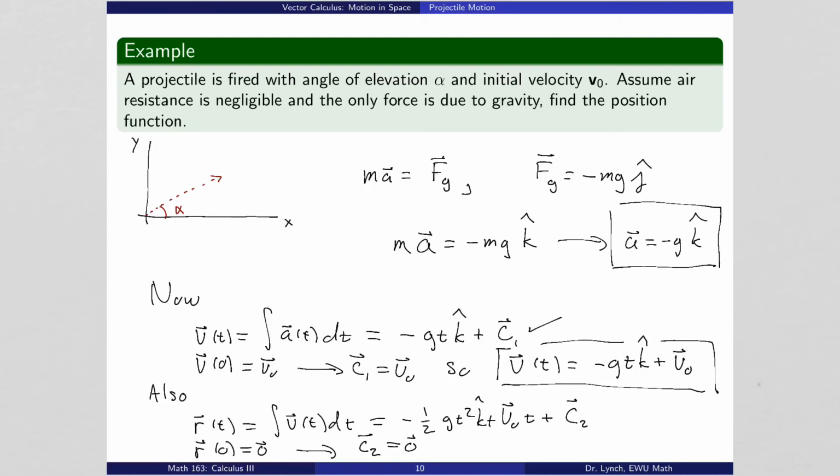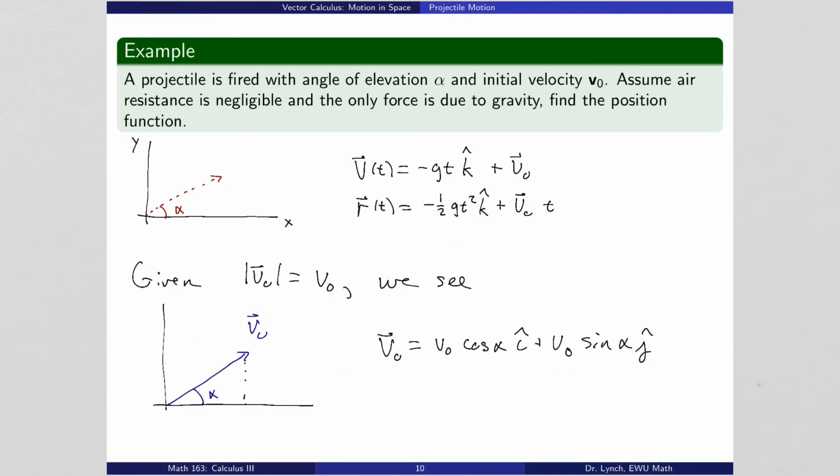When t equals 0, we're taking our position to be at 0, which tells us that the constant vector c2 is the 0 vector. This, as it turns out, gives us a perfectly good expression for the position vector, written here as minus 1/2 gt squared k hat plus v naught t. Now we can use those vectors to identify the motion in terms of this initial angle of elevation alpha.